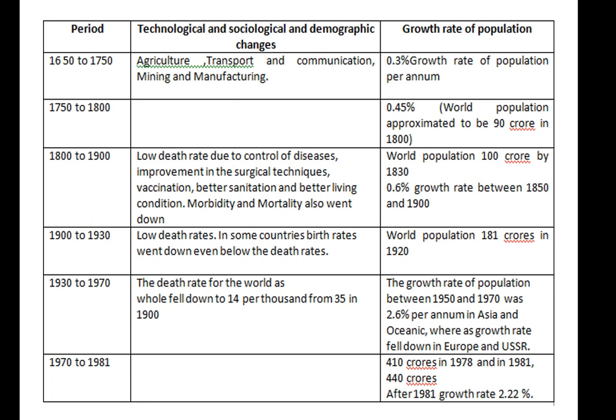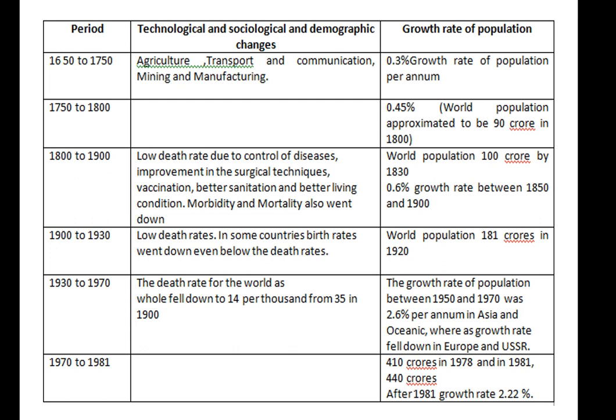From 1930 to 1970, the death rate of the world as a whole fell to 14 per thousand from 35 per thousand in 1900. The growth rate of population between 1950 and 1970 was 2.6% per annum in Asia and Oceania, whereas growth rate fell in Europe and USSR.